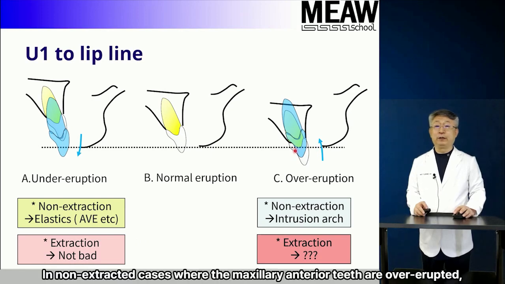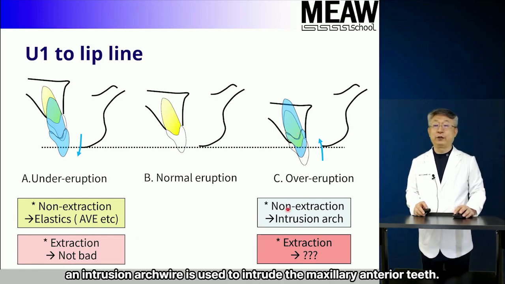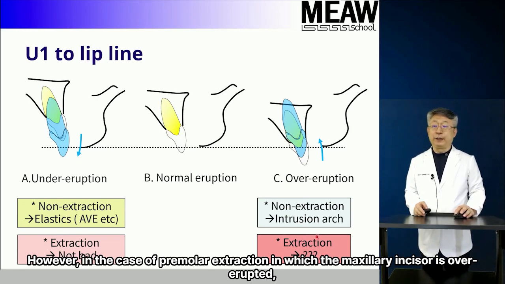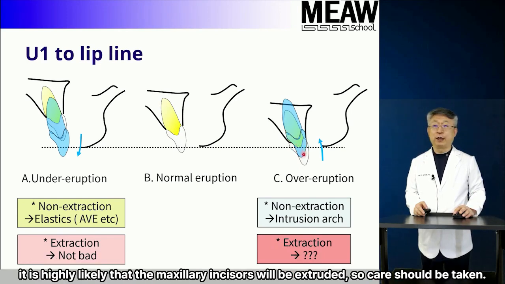In non-extracted cases where the maxillary anterior teeth are overerupted, an intrusion archwire is used to intrude the maxillary anterior teeth. However, in the case of premolar extraction in which the maxillary incisor is overerupted, it is highly likely that the maxillary incisors will be extruded, so care should be taken.